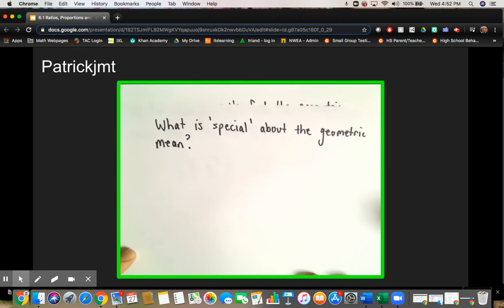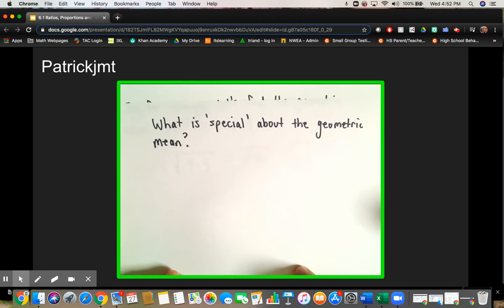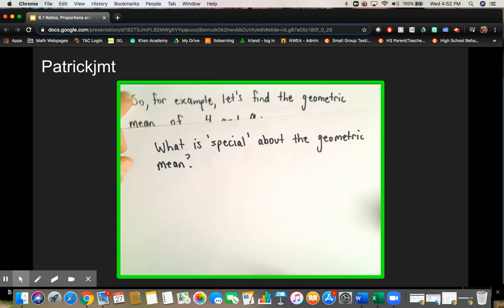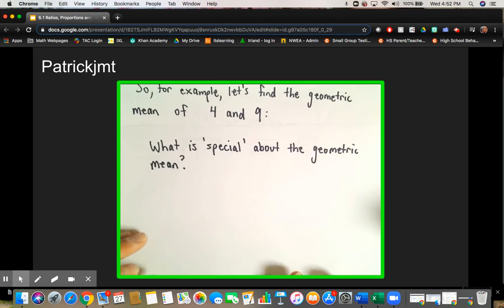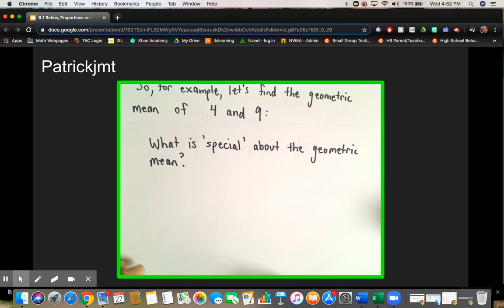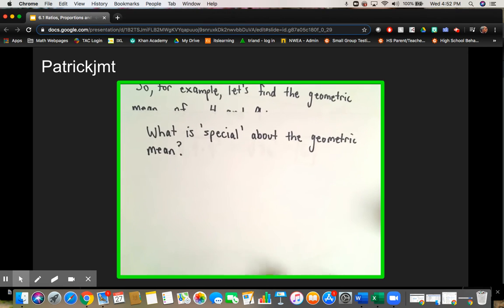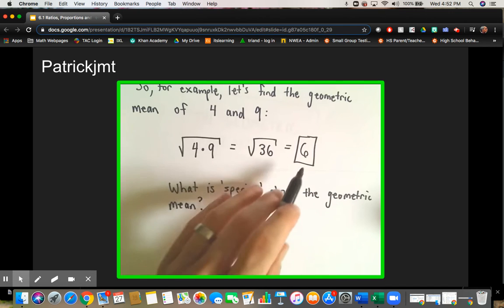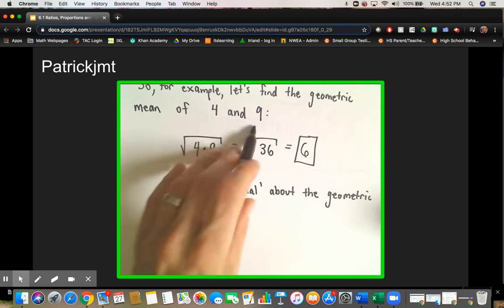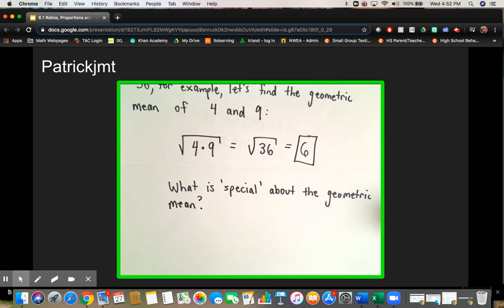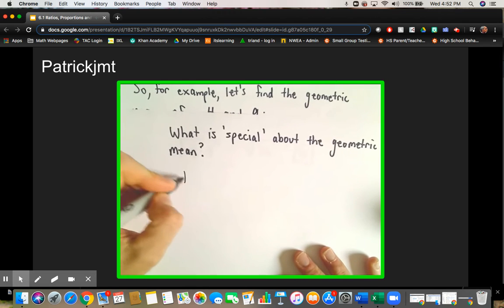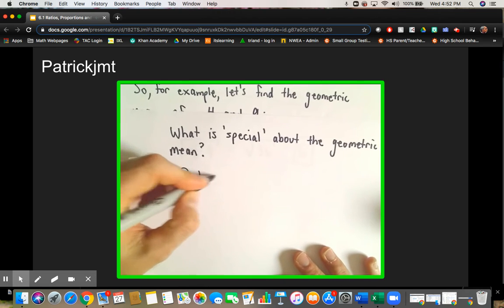So what's special about the geometric mean? I think an average, an arithmetic mean, is kind of the middle point, right? And you find an arithmetic mean if you want to find, for example, your average grade on 2 tests. So, what does this number 6 represent in relation to 4 and 9? Well, it has to do with ratios.